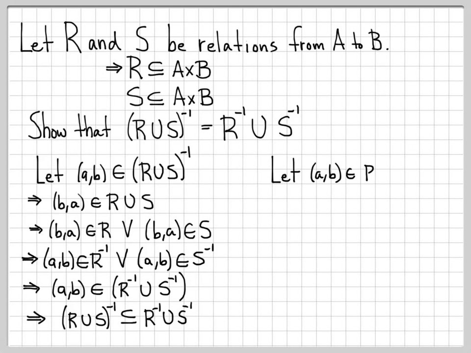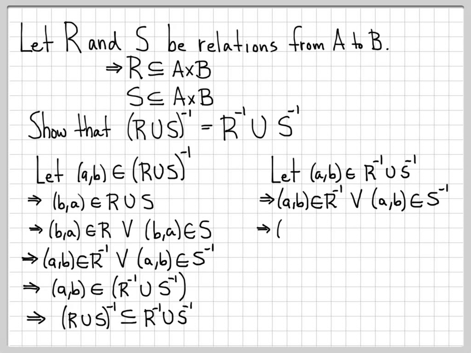For the second half of the proof, we do the exact same steps, just backwards. So let's start with A comma B in the right-hand set. And we can basically just walk through these steps in the exact reverse order we just did them. If AB is in R inverse union S inverse, by the definition of the union, that means A comma B is in R inverse or A comma B is in S inverse. That's just the definition of the union.